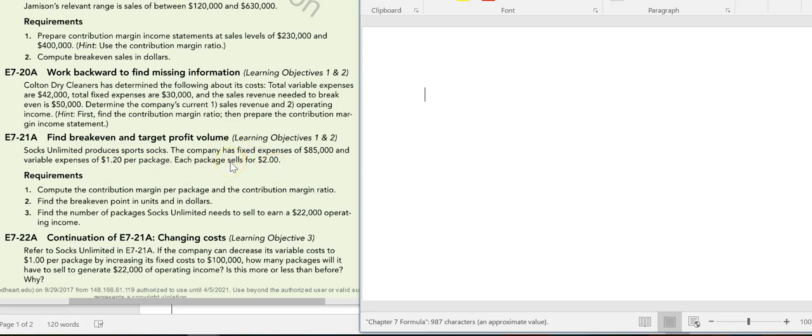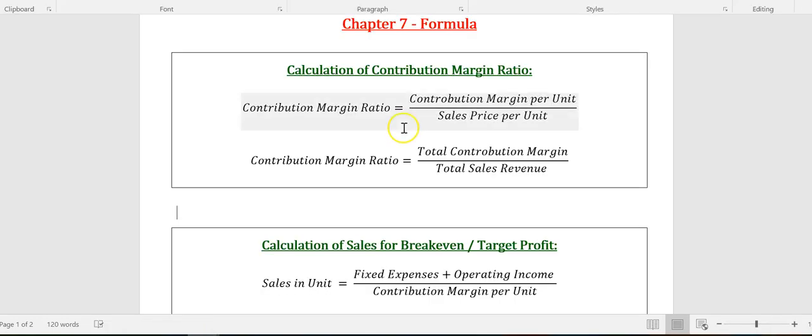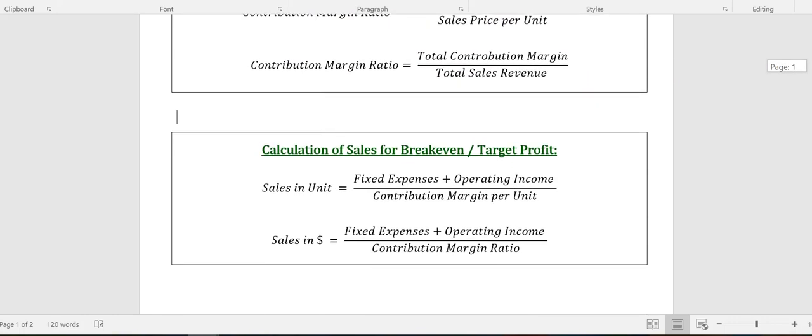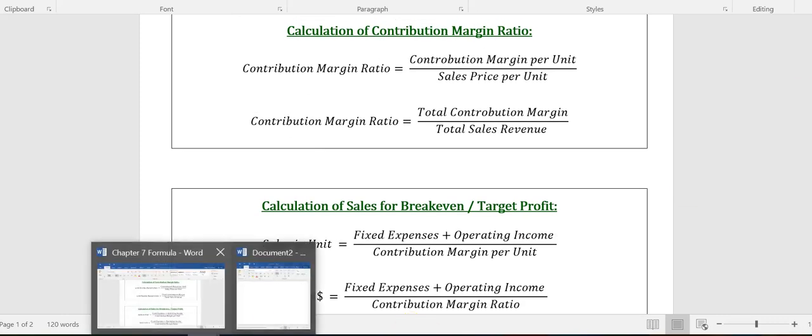So this is the information, and requirement number 1 says you need to compute the contribution margin per package. Remember, per package means per unit, and you need to calculate the contribution margin ratio. And then we will calculate break-even points in terms of units and dollar sales. We will also calculate the target unit and dollar sales to earn a certain profit or operating income. That means here you need to use the formula in the first two boxes. So let's start.